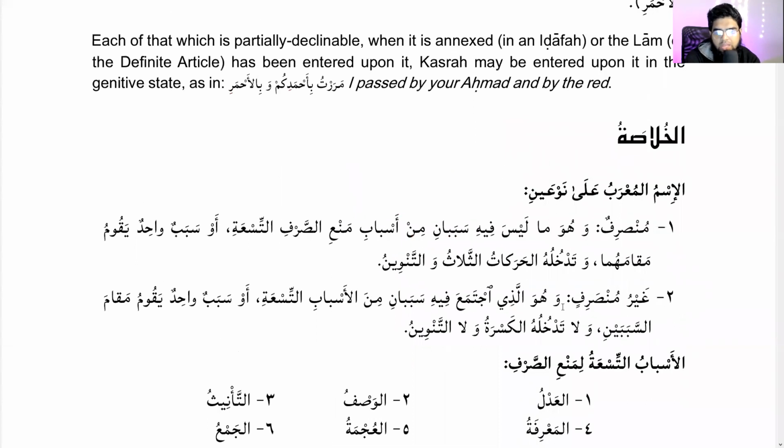غير منصرف is one وهو الذي اجتمع فيه سببان. 2 reasons come من الأسباب التسعة, from those 9 reasons, أو سبب واحد يقوم مقام السببين. Or one reason which takes the place of 2 reasons. ولا تدخل الكسرة ولا التنوين. And what happens when you say غير منصرف? No kasra and no tanween.